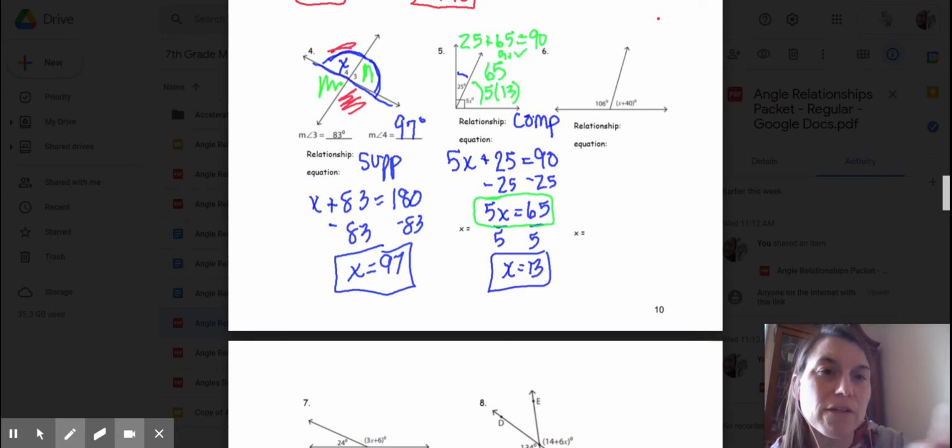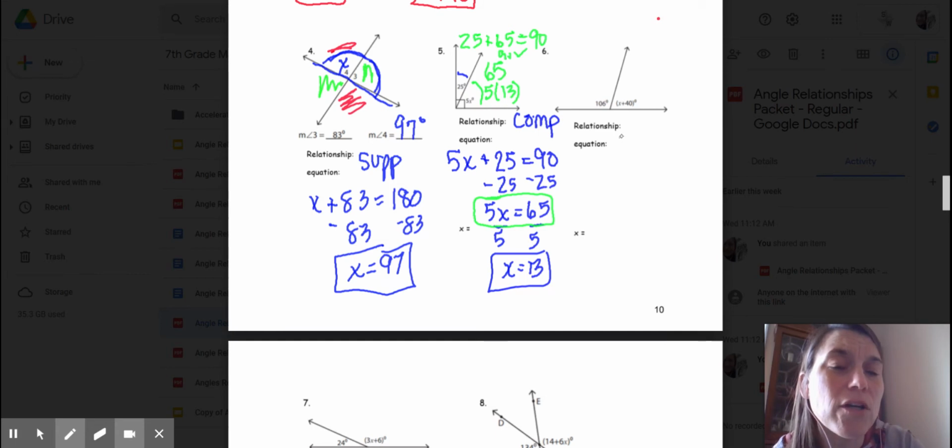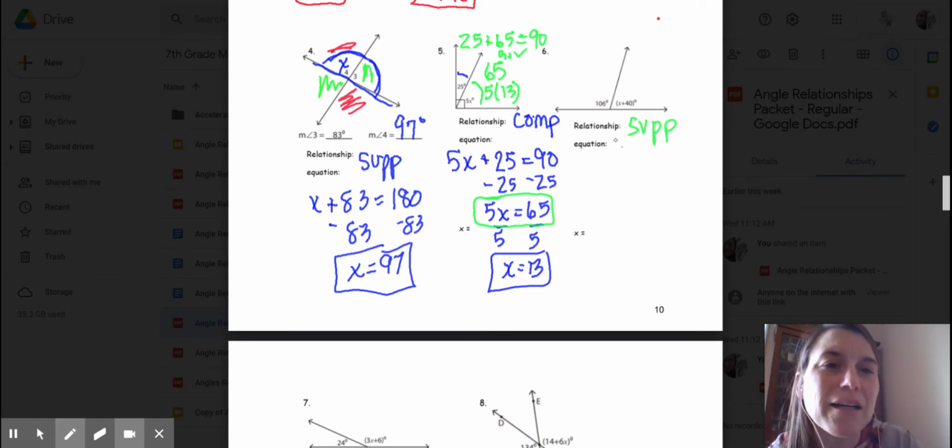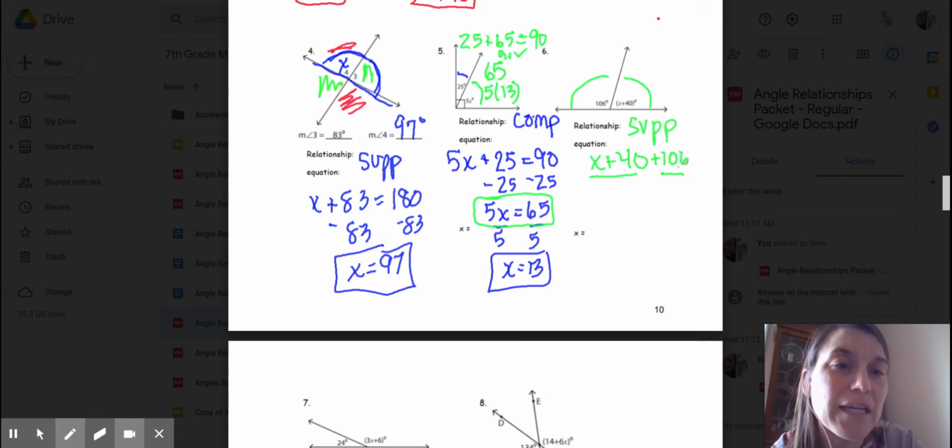So let's look at that equation. First of all, the relationship makes a straight angle, so the relationship is supplementary. And any time that you want to try this on your own, you can always pause me and try it and then check it. So it's supplementary, that looks like a V, because they add up to 180. So if I write that, I'm always going to pick the angle with the x in it first. X plus 40, that is this angle here, plus 106, those 2 angles together. So this is the first angle and this is the second angle.